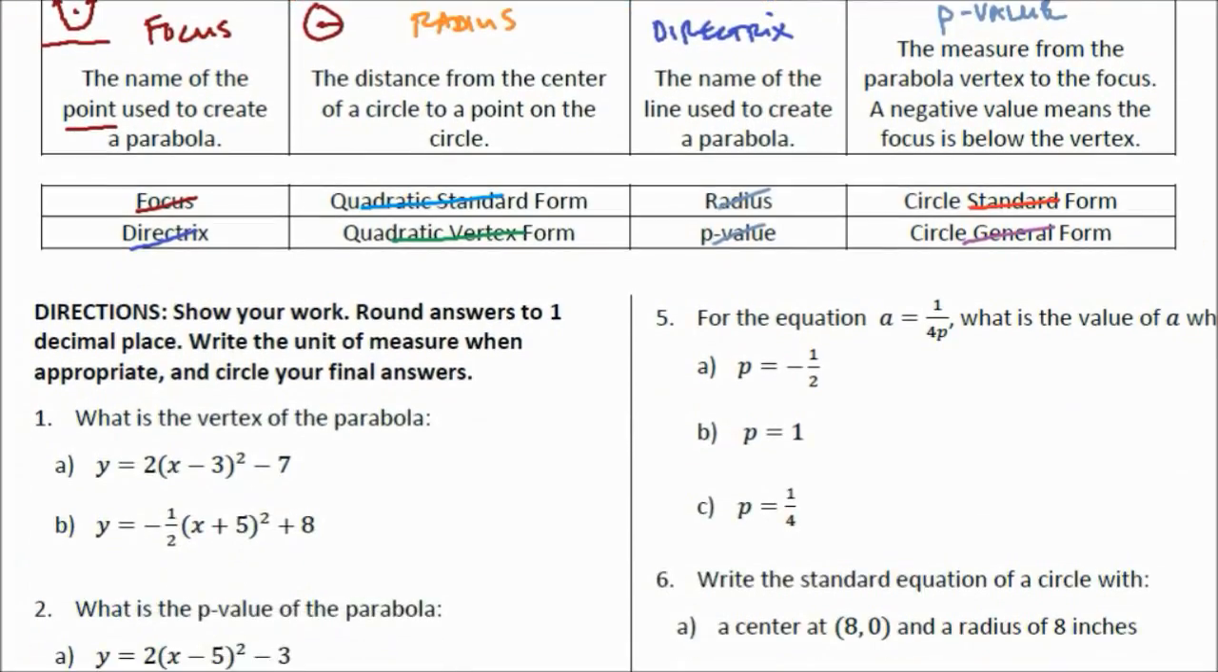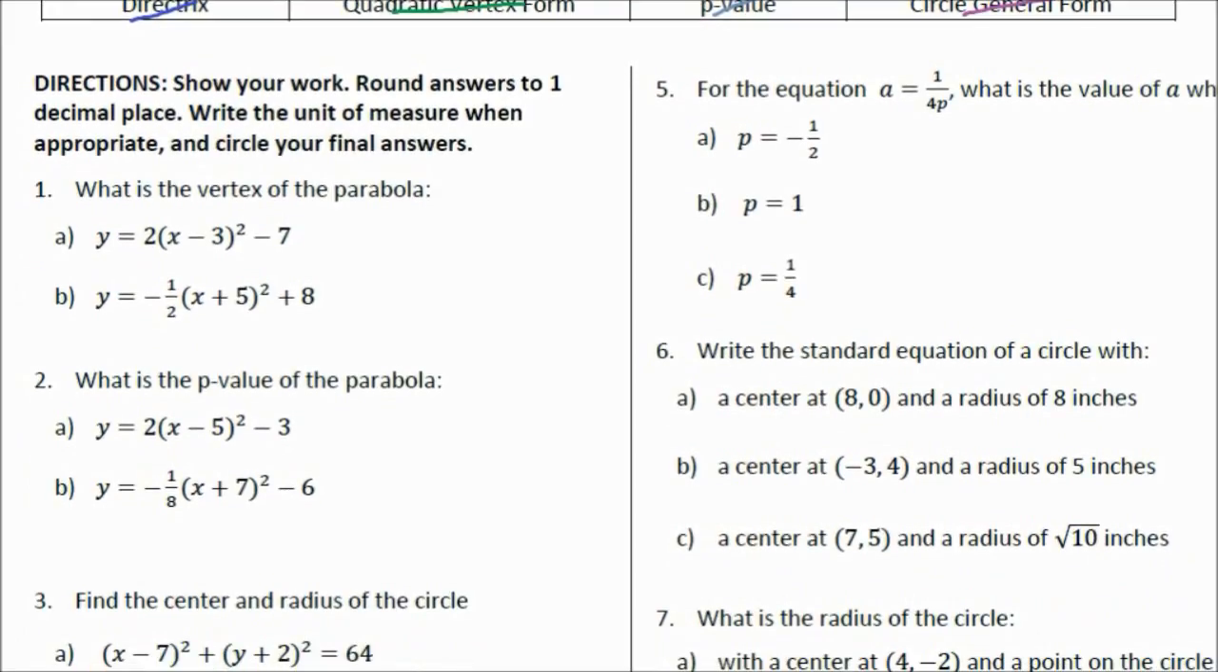Let's go to this next question. Question number 1. Directions say show your work. Round answers to 1 decimal place. Write the unit of measure when appropriate. That means if there's a unit of measure, please write it in your answer. And then circle your final answer.